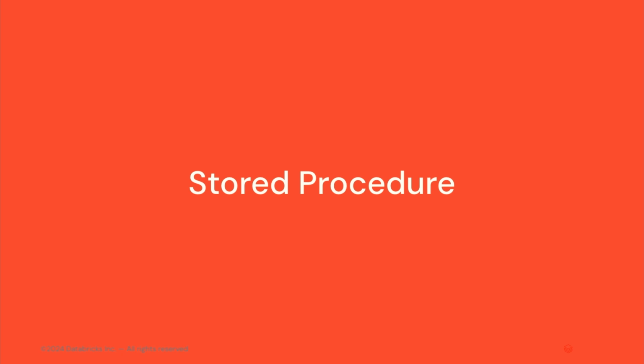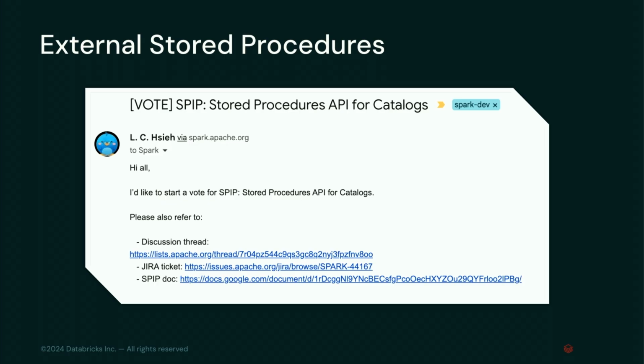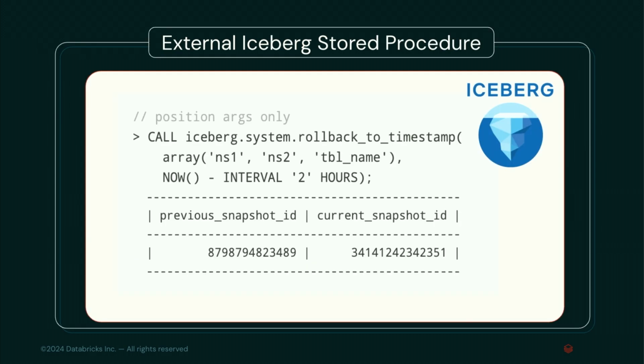Stored procedures. So in Spark 4.0, we introduce external stored procedures, so you can call them from Spark, for example, Iceberg. This is just an example. You can call a stored procedure defining the external system, like Iceberg. Now we don't need a hack on the Iceberg side. You can directly call Iceberg's built-in stored procedure, roll back to timestamp.